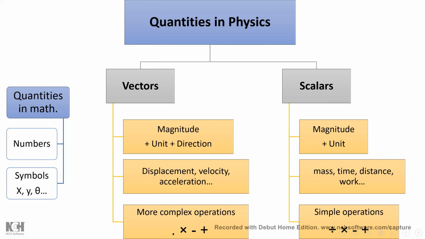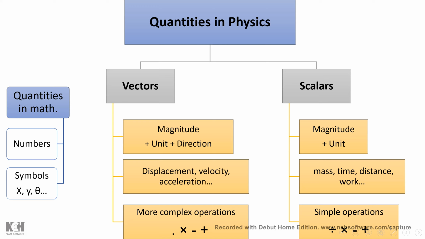For scalars, we need to mention just the magnitude and the unit. It's just like the mass. If we say 5 kilograms, 10 kilograms, or the time like 3 seconds, 4 days, the distance, which is the distance between 2 points, the work in joules. For these quantities, we can't say that the measurement of the time is to the right or to the left or upward, downward, or something like that. This means it is a scalar.